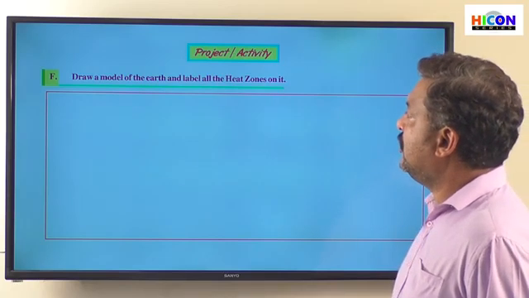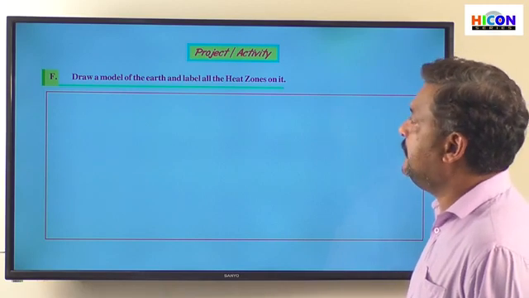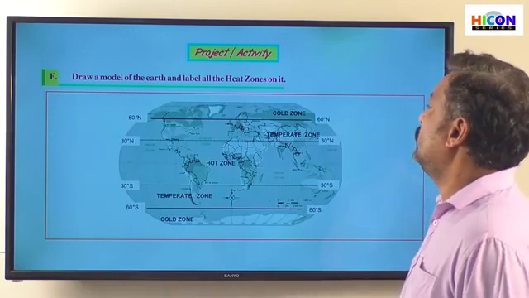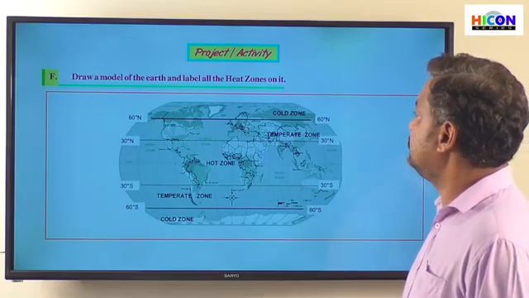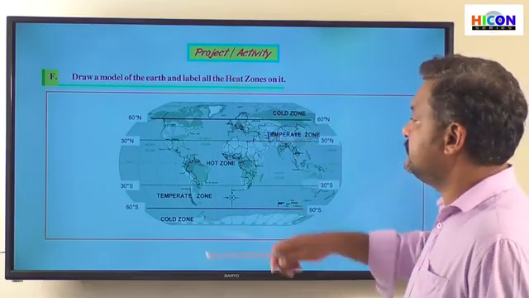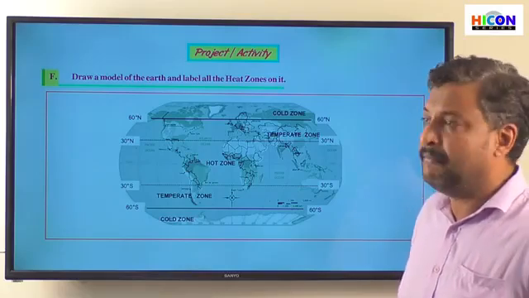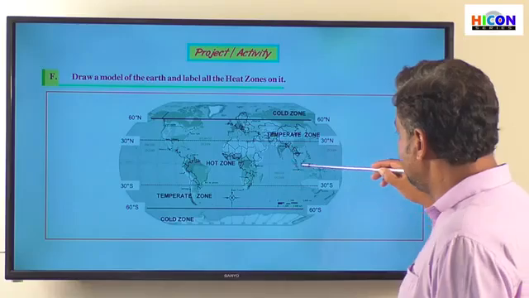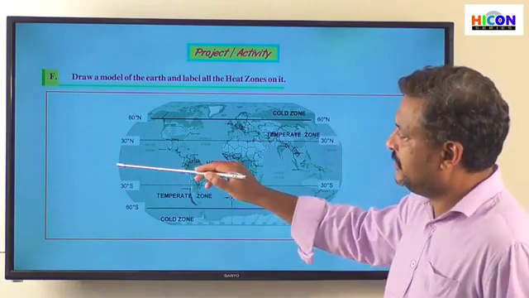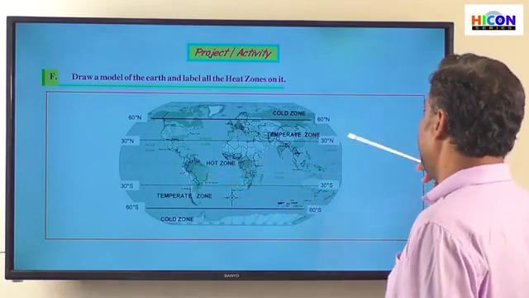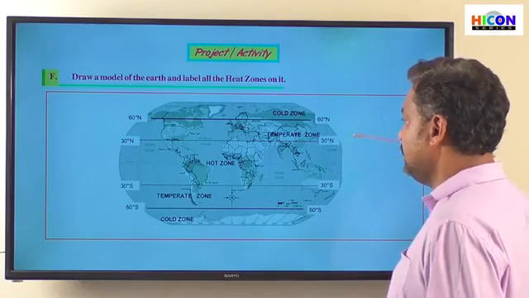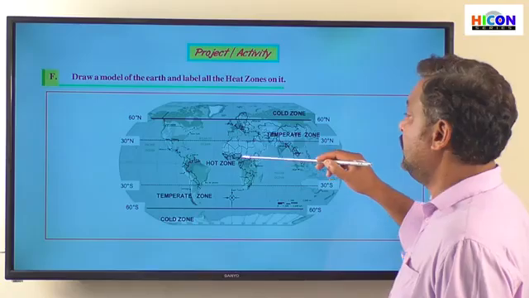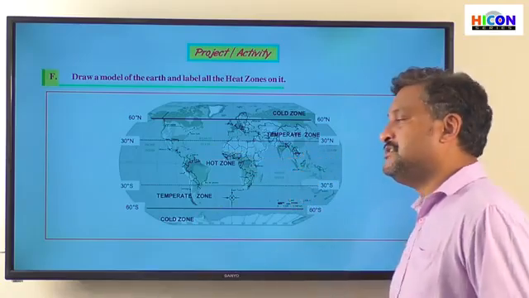Draw a model of the Earth and label all the heat zones on it. So we know, we have used a map here, and this is the equator, 0 degree latitude. This is where the sun rays fall straight, right? And this is the hot zone, or what do we usually call this region?